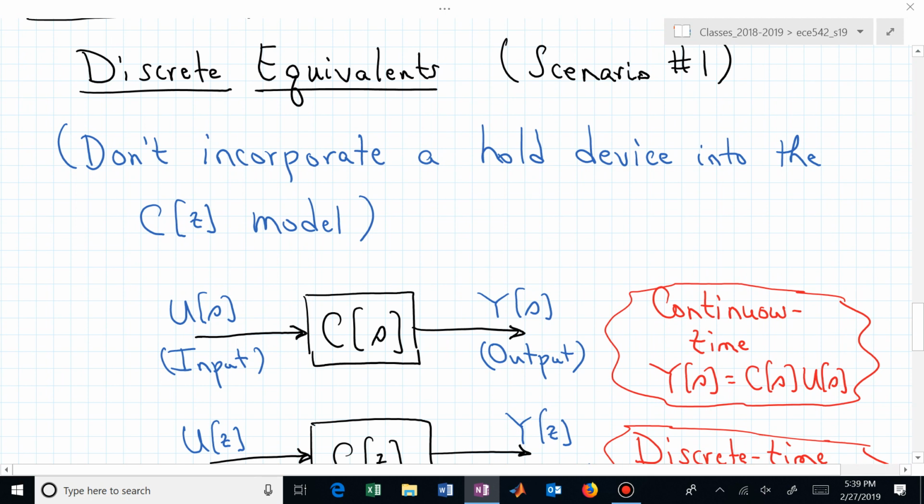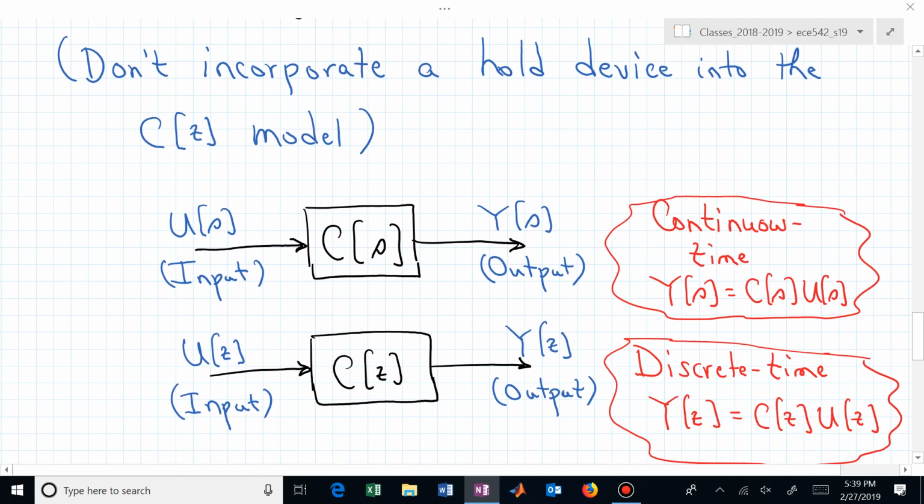In scenario 1, we are not incorporating a hold device, and we're really just looking at this type of equivalent operation. Up top, you have the continuous time. Input and output are connected by a transform or a transfer function c of s. We want to know now, if we went into the discrete time, how would we create an equivalent c of z to give us similar behavior in the discrete time setting that we're getting in the continuous time setting with c of s? How do we come up with a c of z from a c of s?